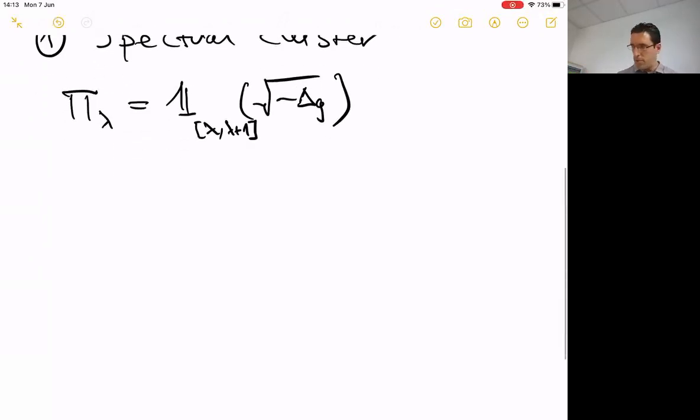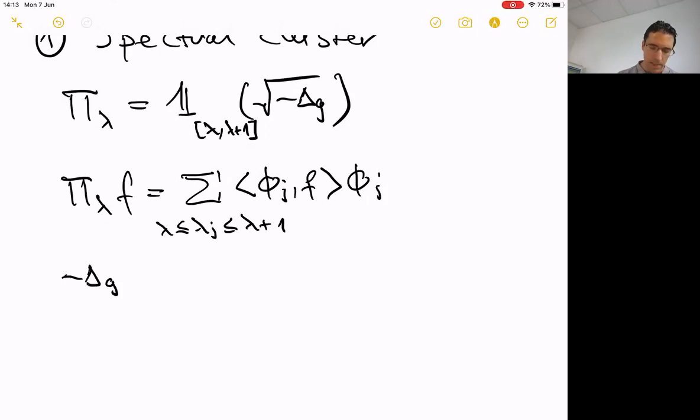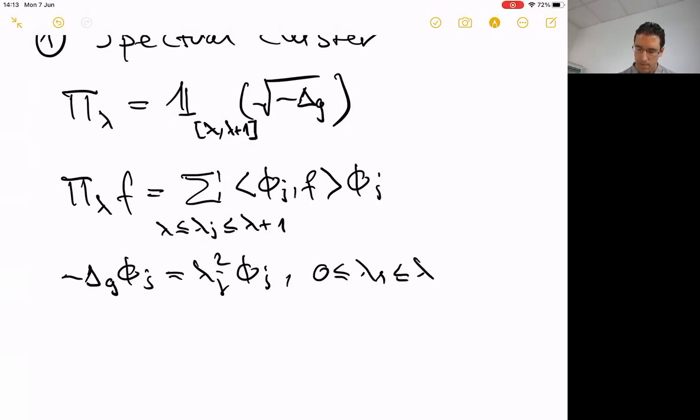So the spacing in energy would be of order lambda. If you don't like this notation, you could also think of pi lambda applied to a function f to be just a sum of eigenfunctions with coefficients, the inner product of f with an eigenfunction phi j, and I take phi j's with lambda j between lambda and lambda plus 1. The phi j's are eigenfunctions, so minus Laplace-Beltrami applied to phi j is lambda j squared phi j, and of course the lambda j's are an increasing sequence of frequencies going to plus infinity when j goes to infinity.